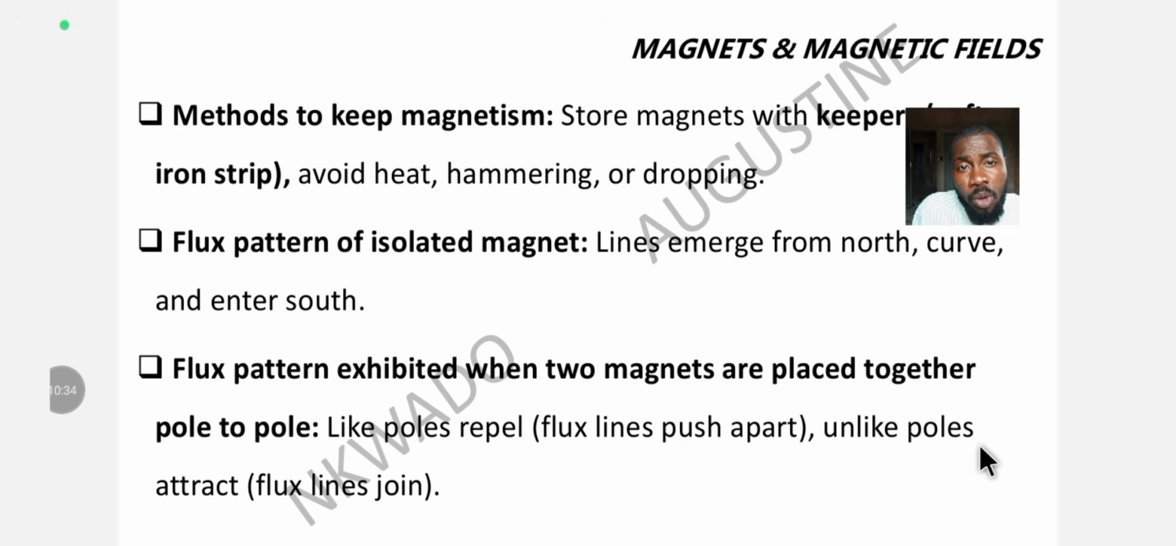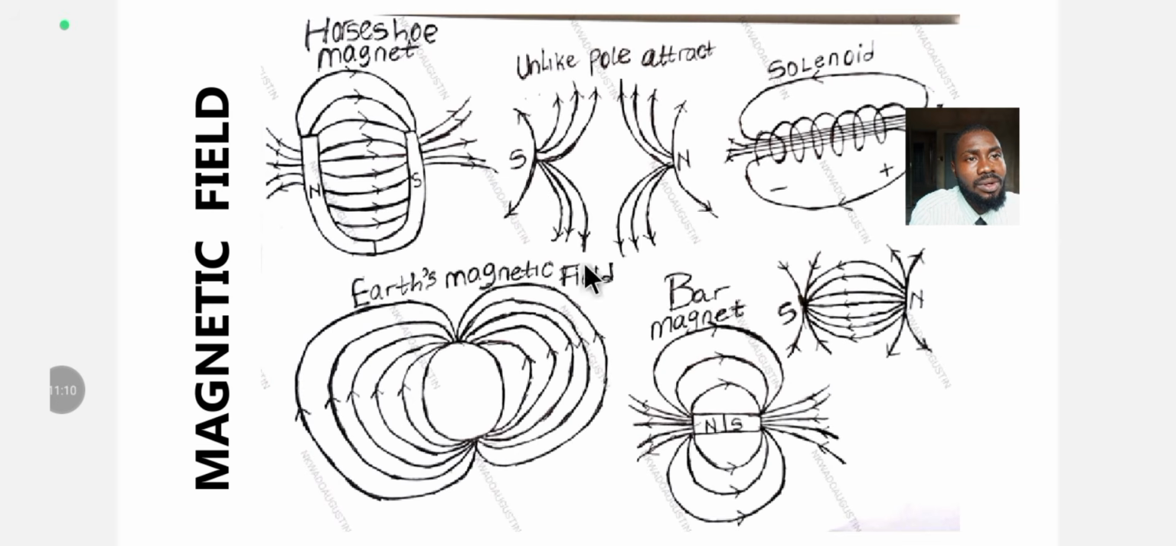Why do unlike poles attract? When you bring two magnets together, pole to pole, unlike poles attract. So south attracts north pole, or north attracts south pole. How do you know that the unlike poles attract? Because the flux lines join. For example, look at this flux line now. See where the flux line joined here. You have north here, you have south here. You can see how the flux line joins when you place two magnets pole to pole.